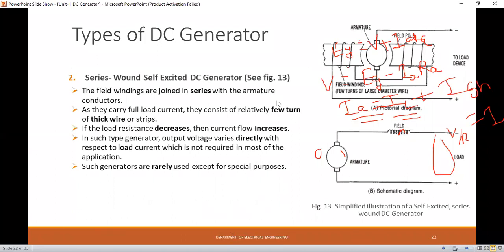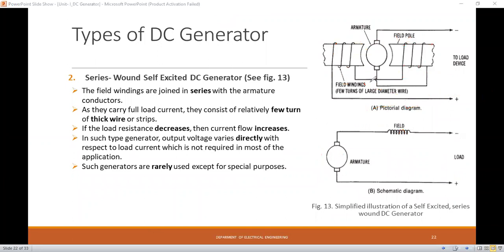Now, in case of series generator, in case of series wound self-excited generator, the field winding can be connected in series with that of armature winding. Field winding जी आहे ते armature winding च्या series मध्ये connect केलेले असेल. See, this is the field winding. It is connected in series with that of armature. So the field winding is joined in series with that of armature conductor. As they carry the full load current, they consist of relatively few turns and thick wire.